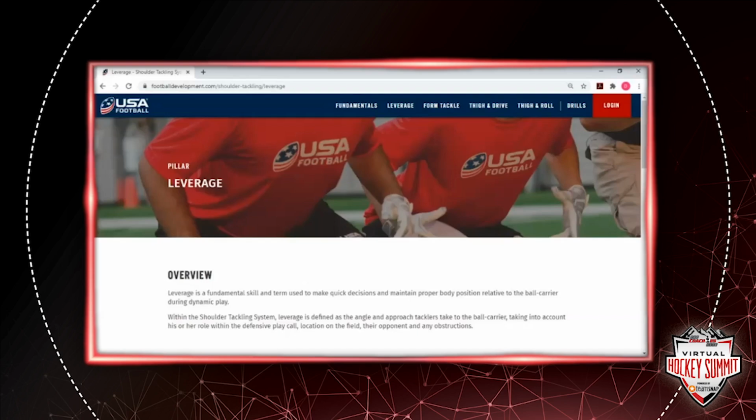So they talk about leverage being a fundamental skill and a term, so there's the language component, used to make quick decisions and maintain proper body position relative to the ball carrier, or in our case, the puck carrier, during dynamic play. Obviously very applicable to hockey. Quick decisions, proper position, and during dynamic play. They call this a shoulder tackling system. And again, we're talking about here a shoulder checking system.